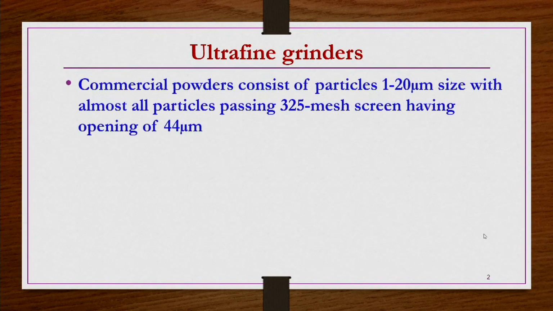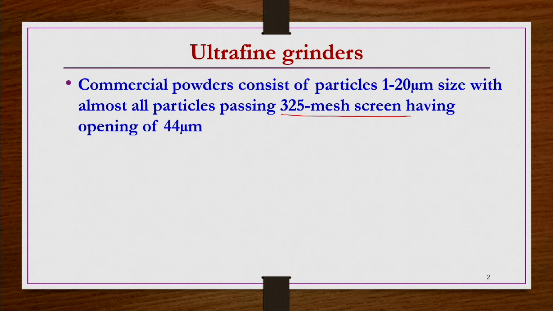So, let us start with the case of ultrafine grinders. In general, commercial powders need to have particles in the range of 1 to 20 microns on the average. Sometimes particles may be slightly oversized compared to 20 microns, but almost all particles should pass through a 325 mesh screen having an opening of 44 microns in general. That is the requirement for any commercial powder.